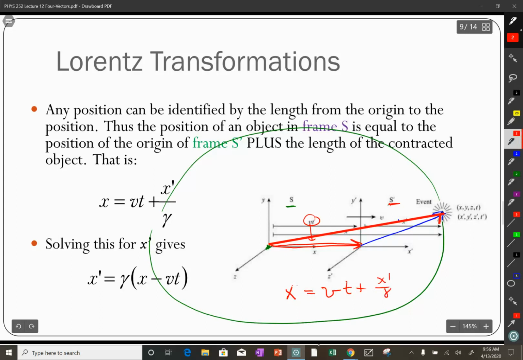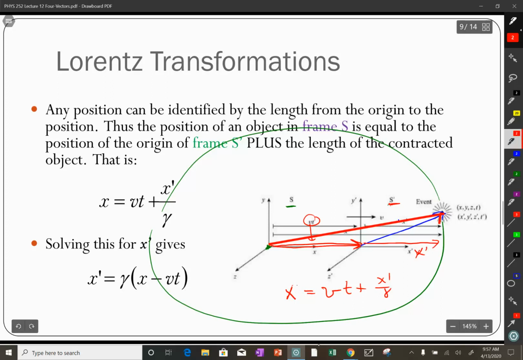So x prime is this distance here, measured in the S prime reference frame. We have to contract it to get it into the S reference frame. So that's the distance that this event is in the S frame using the speed at which the reference frames differ and the distance it is in the S prime frame.